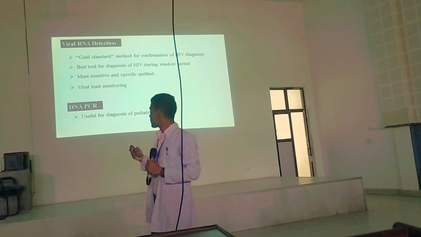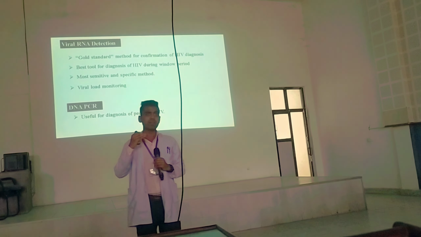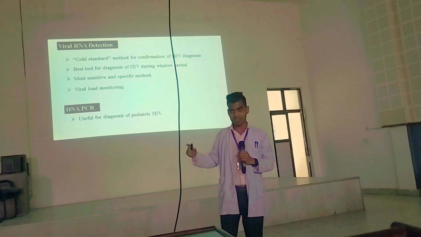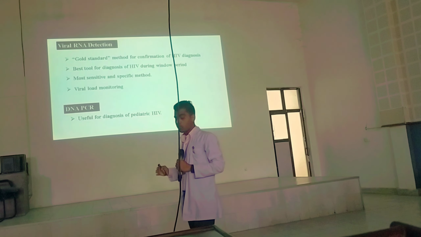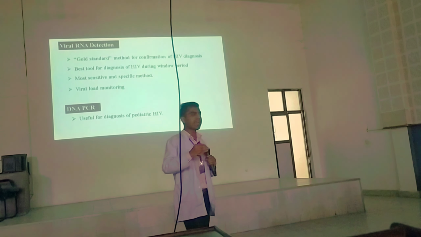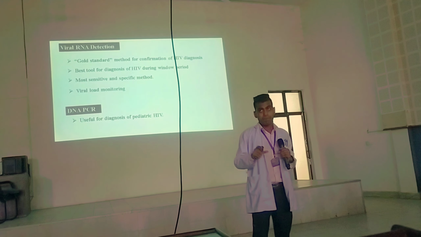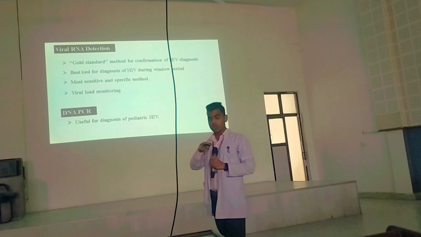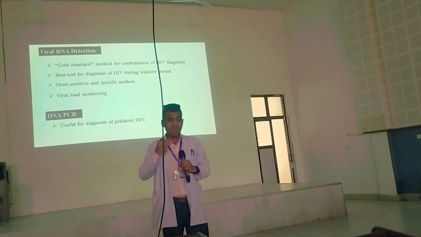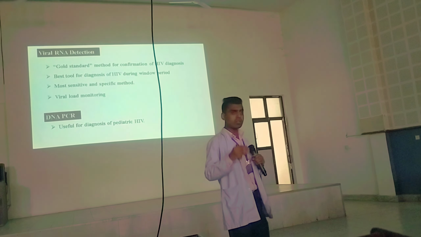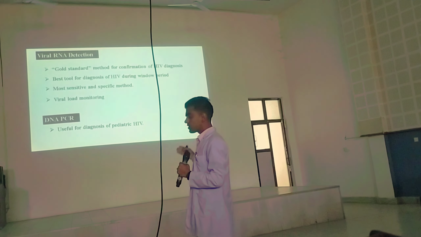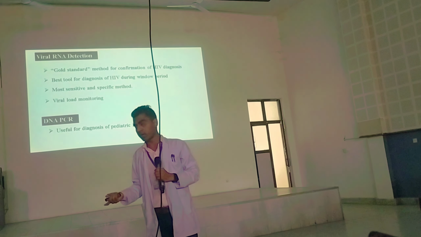Now our next test will be the viral RNA detection test. Viral RNA and DNA PCR are included in viral nucleic acid testing. Among them, viral RNA detection is the gold standard test for the diagnosis of HIV infection, and it is also a very good tool for diagnosis during the window period, because during the window period no antibody appears in the blood. In that condition we can use viral RNA detection, which is also the most sensitive and specific test, and it also helps in monitoring the viral load. So it helps with diagnosis as well as monitoring the level of viremia in the blood.